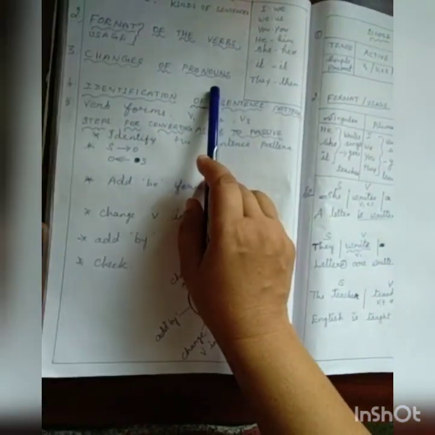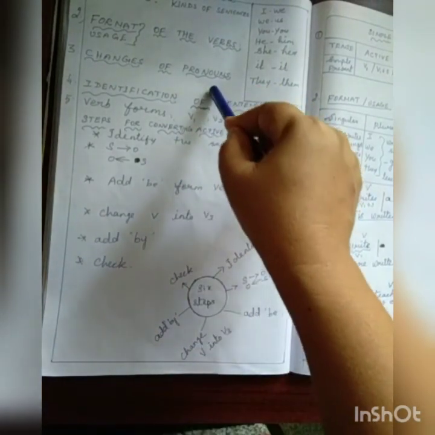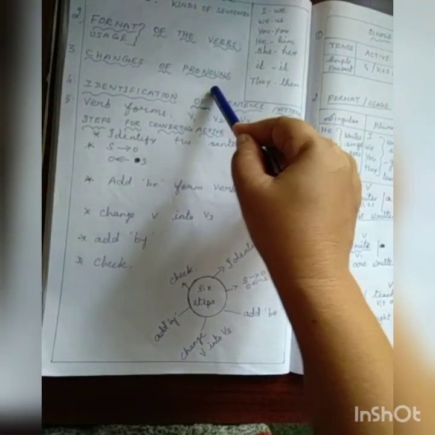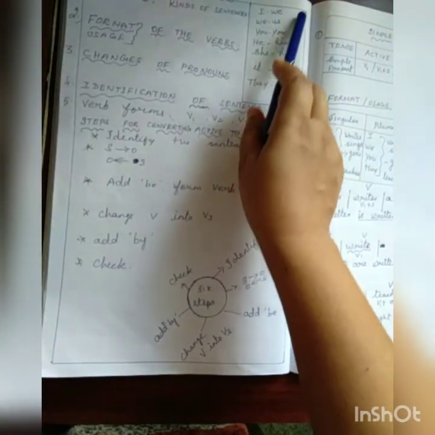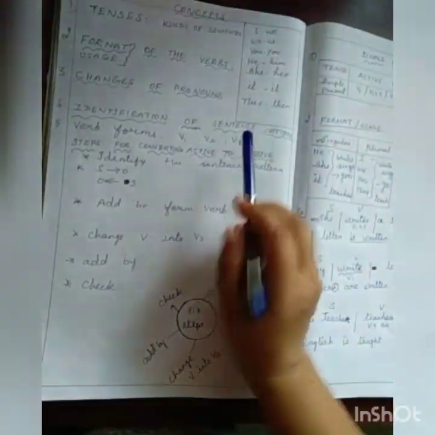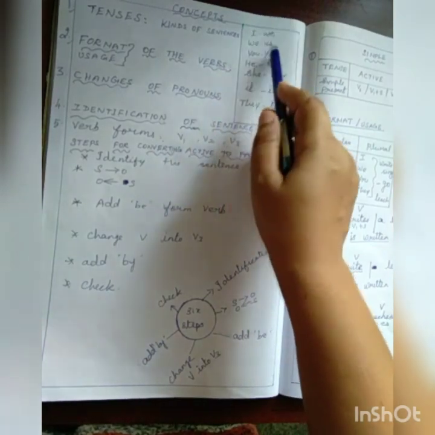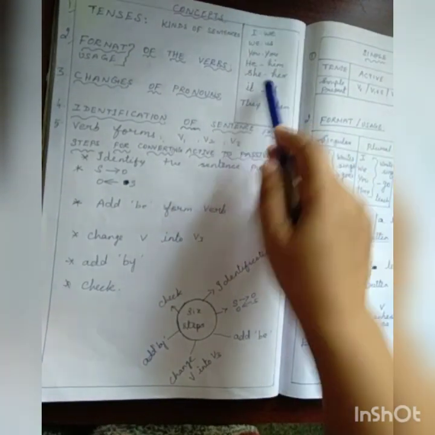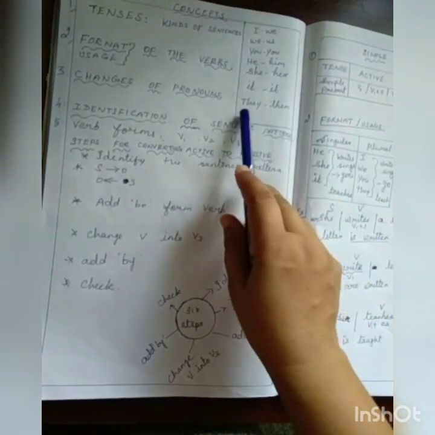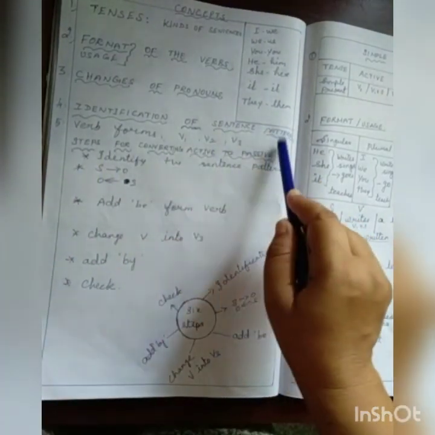Okay, so next one, changes of pronoun. If the subject is a pronoun, then it will be changed like this. See this tabular column. Here I will become me, we will become us, you will become you, he will become him, and she will become her, it will become the same it, and they will become them. Okay, then next one, identification of sentence pattern.